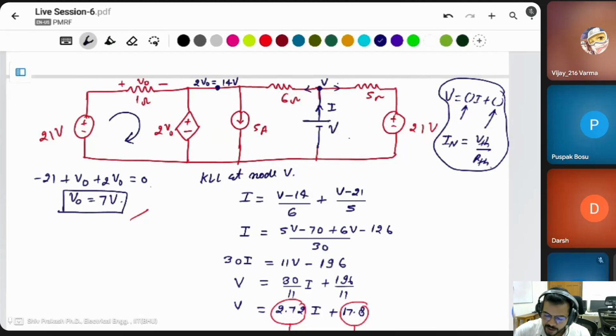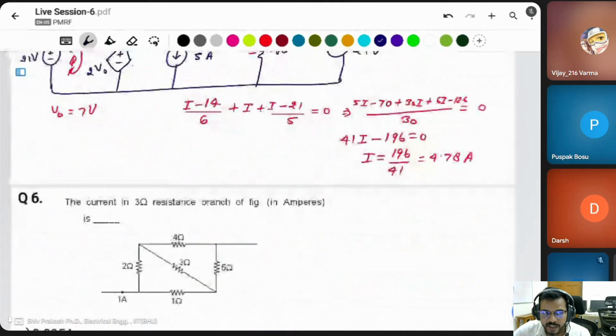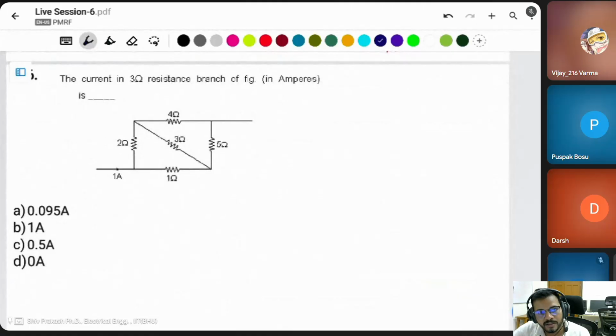Suppose if you take 2 to 3 variables, suppose you take this current I1, this current I2, and here is given as V naught. Suppose you take another I3, then there are I3, I1, I2 and I4 variables. Then you have to find 4 equations, and then you have to solve these 4 equations to get the final answer.